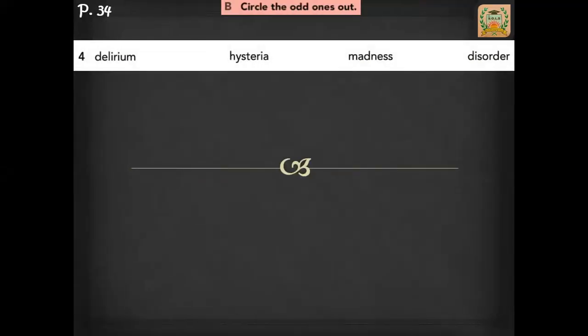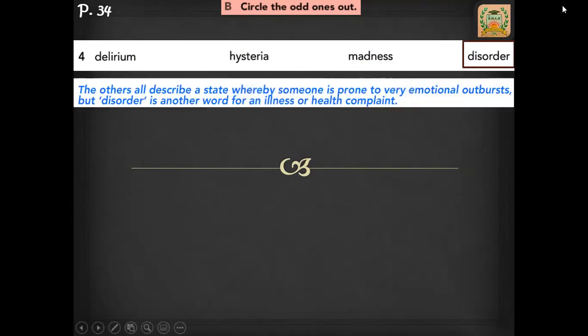Number 4: delirium, hysteria, madness, disorder. Which is the odd word? Of course, disorder is the odd one. Why? Just a second. The others all describe a state whereby someone is prone to very emotional outbursts.